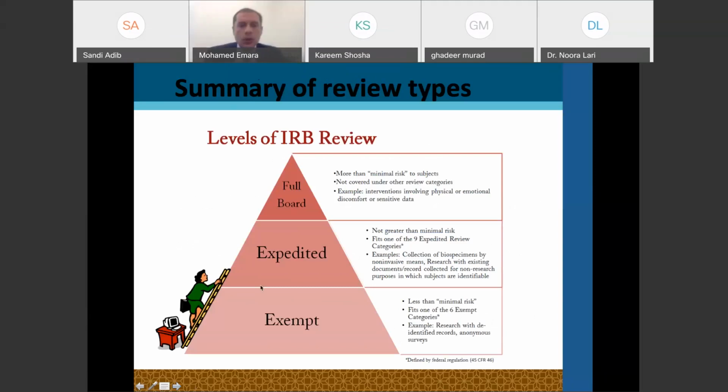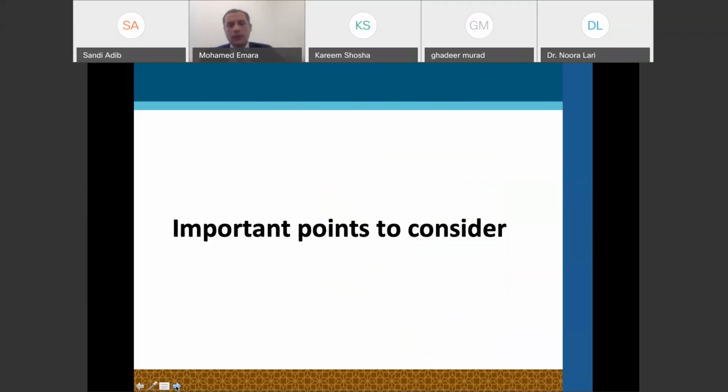This is just to summarize for you the three categories of review: exempt, expedited, and full board. And here you can see that this is for less than minimum risk. This is not greater than minimum risk. This is more than minimum risk. And as you can see, I'm always talking about risk, because it has to do, again, with risk and benefits.